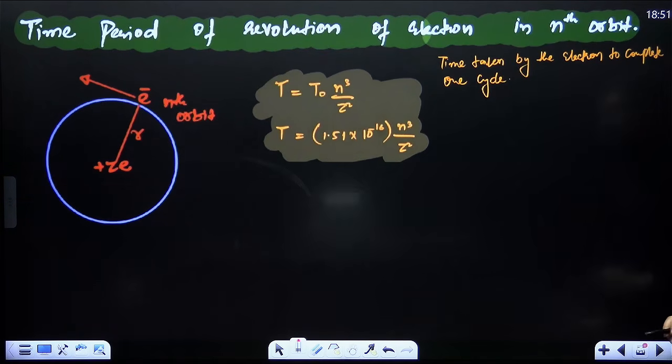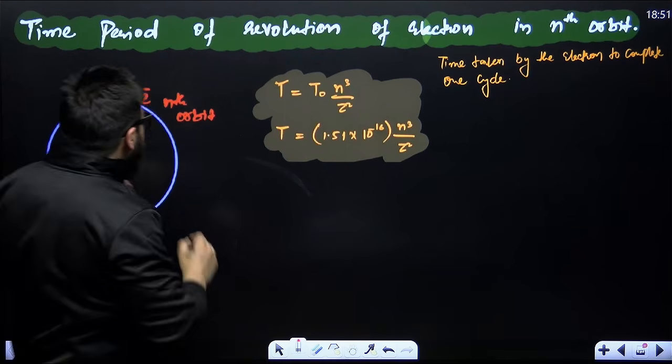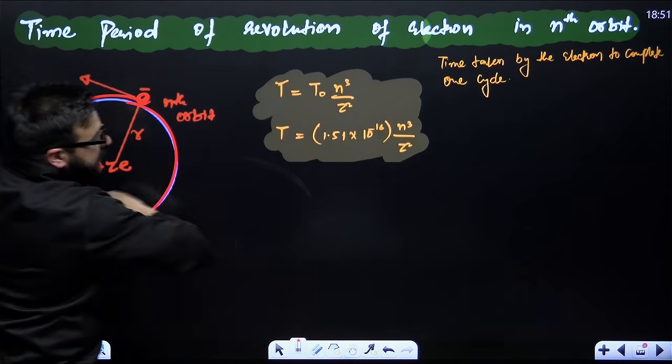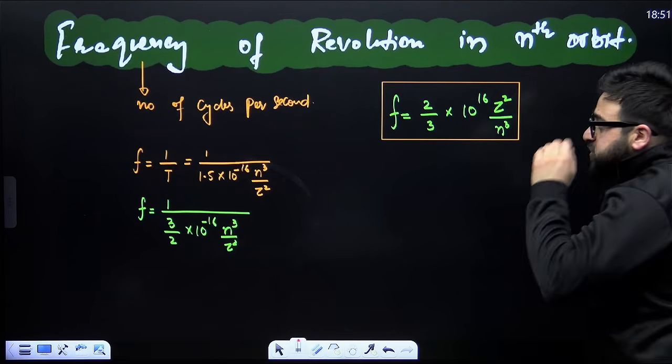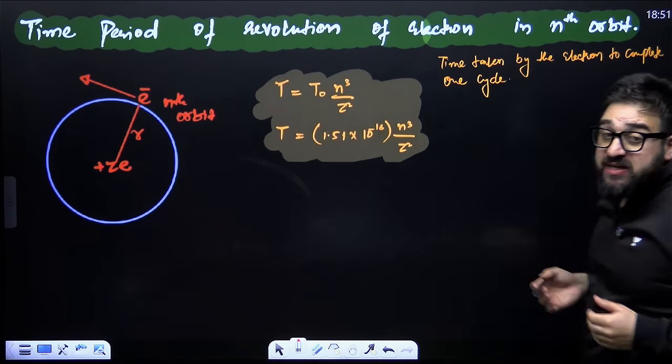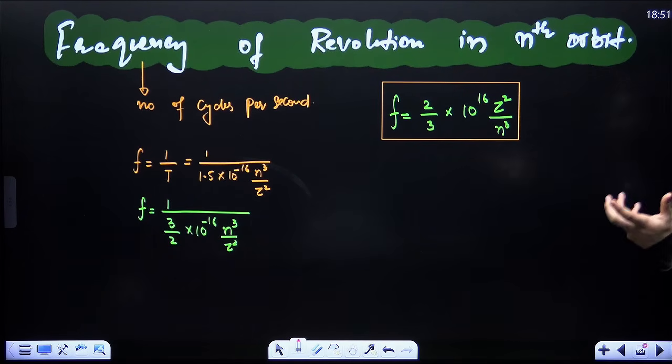You can see it from your end only. Then the time period of an electron. How much time does an electron take in completing one cycle? That is T naught n cube divided by z square. Value of T naught is this. Then my dear NEET aspirants, n in this particular case means which orbit? Nth orbit. If I'm talking about second orbit, n is 2.